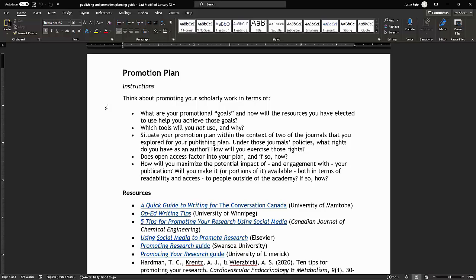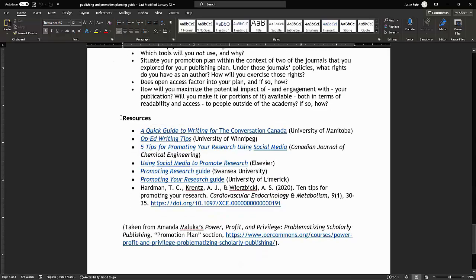And maybe you want to put a lot of thought into this. Maybe you don't want to put any thought into this. Up to you. But I just have a couple of questions that you can think about, right? How you want to promote or frame your research. And then there's also a number of resources at the bottom here.